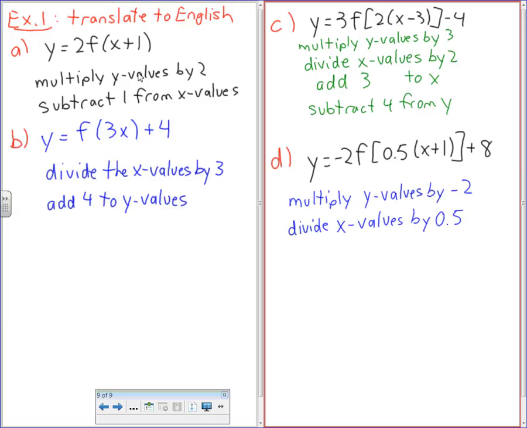I have a question. Yeah, go ahead. You never have to multiply, it's always divide, right? No. But if you divide by a decimal, it's like multiplying.